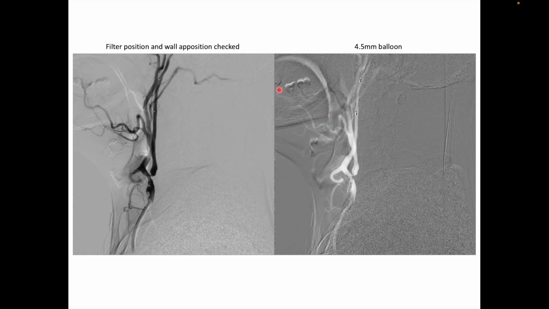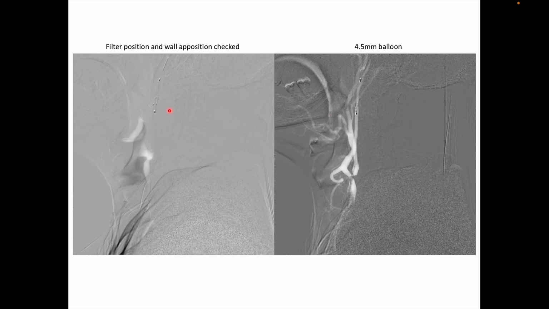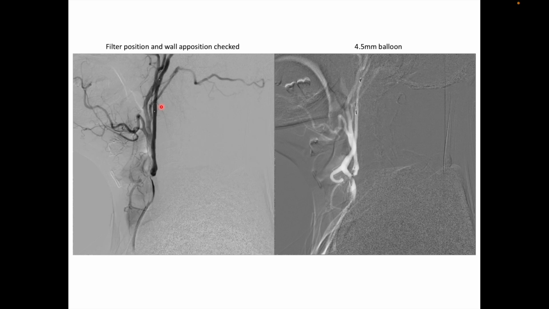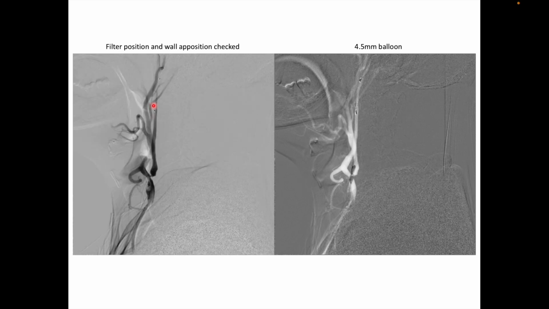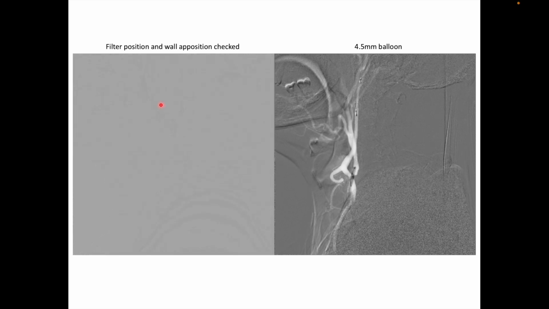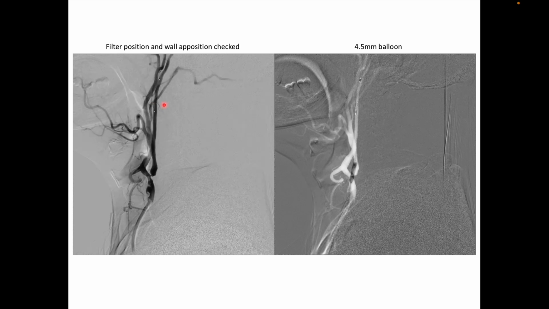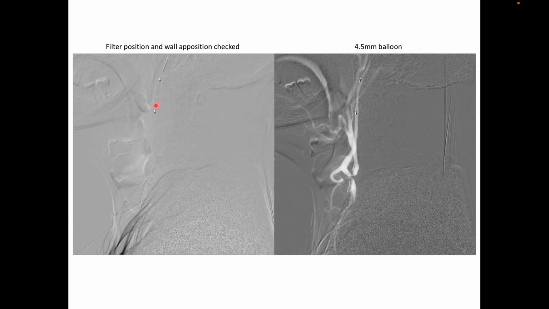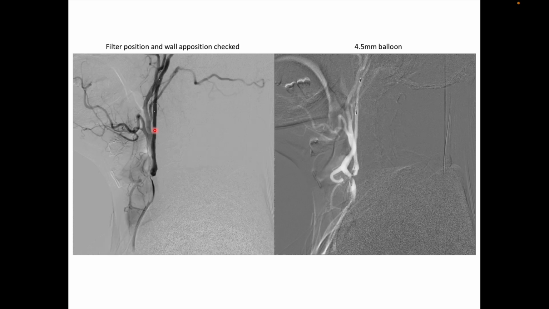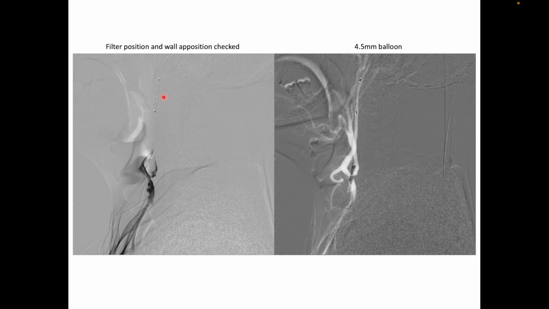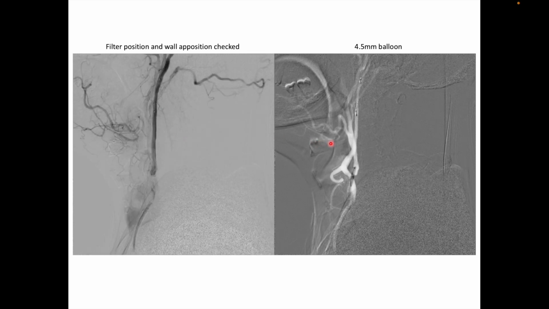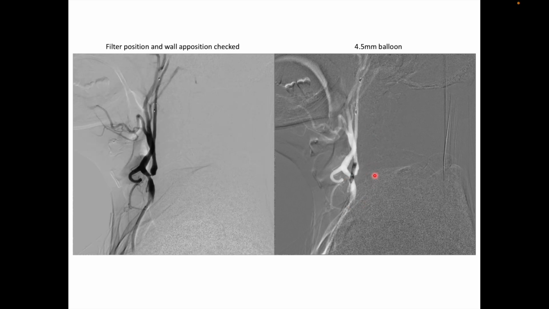And now the filter is in position. You take a check injection to make sure that the filter is at a place where it is opposing well to the internal carotid artery walls on all sides, because if it was not opposing well, then material would have embolized and gone across from the sides of the filter. So once that is done, the rest is just the angioplasty.